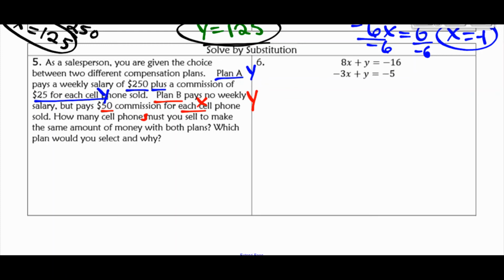Oops, I wrote Y. So we're talking about how many cell phones we can sell, and then eventually how much money we can make from those cell phones. So really, it's just how much money we're making, how many cell phones we're selling. That's what I'm going to label as my X and my Y.